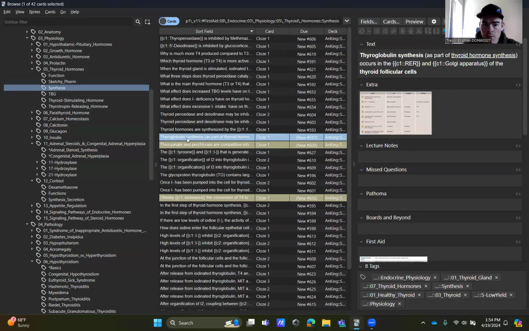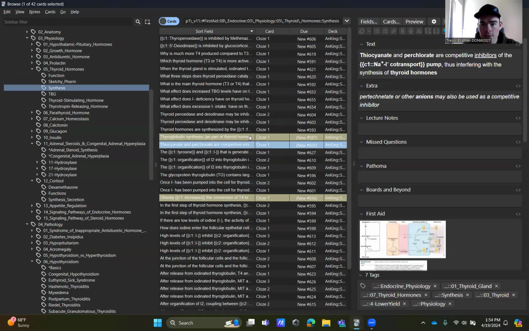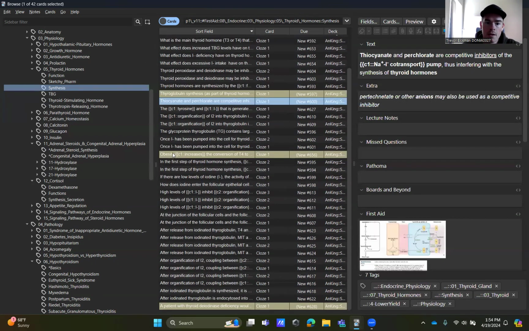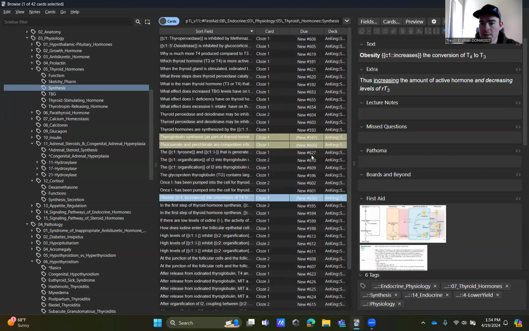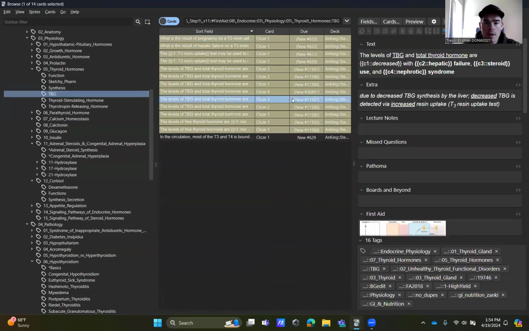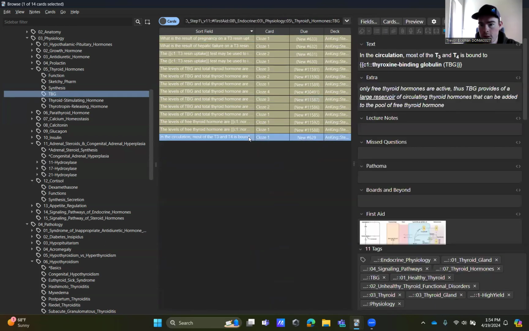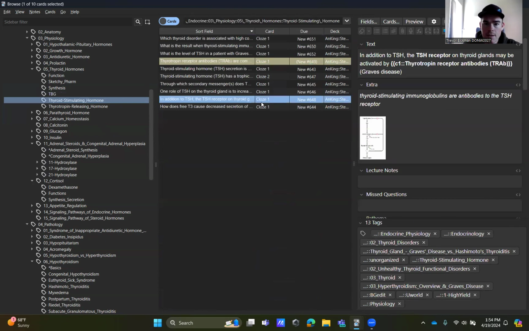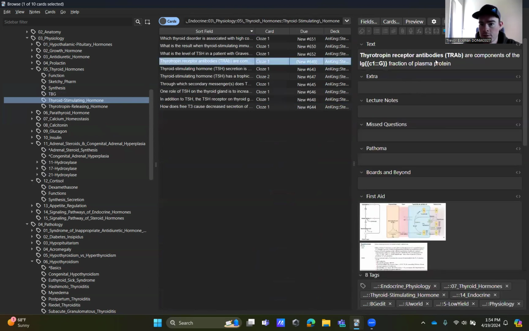Coming down to the thyroglobulin synthesis, don't have this one, or the one following it, talking about thiocyanate and perchlorate. And then the card about obesity, and then the very last one I do not have. And then TBG, I just have the last card here. And TSH, all of them except for this one here, that the antibodies relating to thyrotropin receptor antibodies is an IgG derivative.